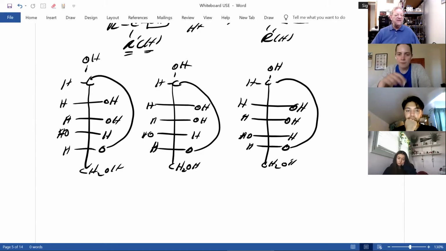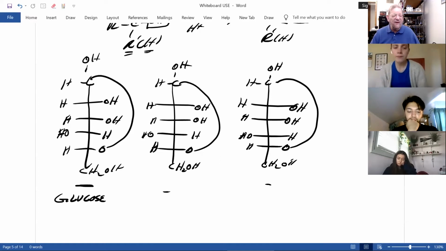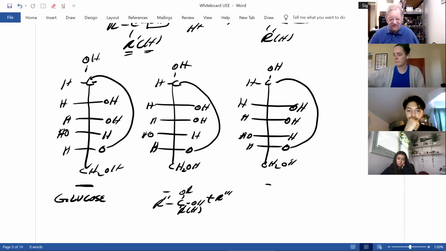All right. Now, if you look at right here, you have glucose in its cyclic form. And same thing here and here. Now, over here, we have the hemiacetal. Everybody see that at the bottom of the screen I'm writing? What you just learned.